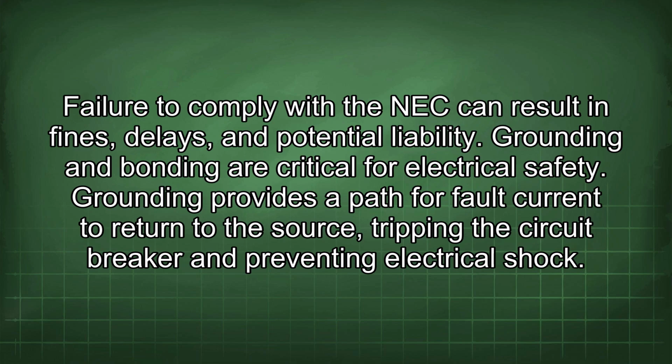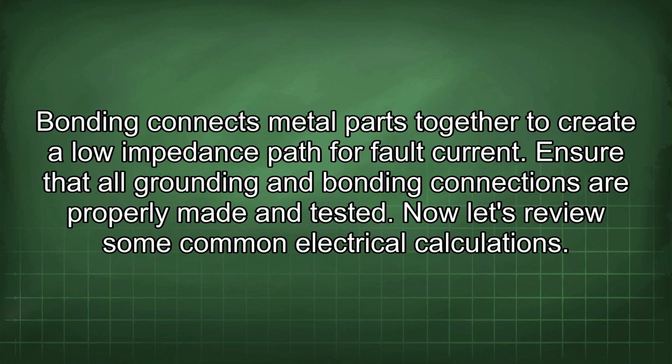Grounding and bonding are critical for electrical safety. Grounding provides a path for fault current to return to the source, tripping the circuit breaker and preventing electrical shock. Bonding connects metal parts together to create a low impedance path for fault current. Ensure that all grounding and bonding connections are properly made and tested.